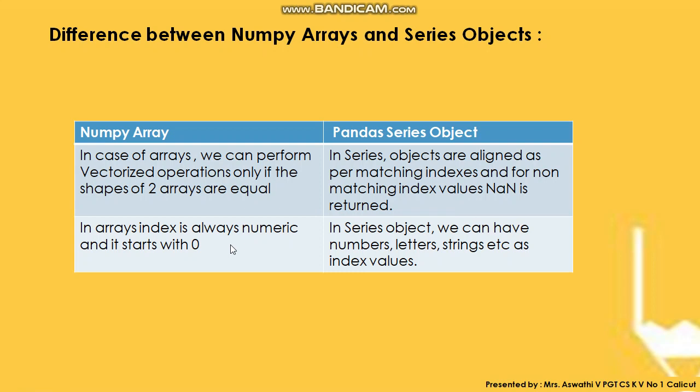And the second point is that in an array, the index value is always numeric, and we don't have an option to give the index. It comes by default and will always start with 0. Now in series, we can specify the index value. We can give it as numbers, letters, strings, etc. So please remember these two points as the difference between a NumPy array and a Pandas series object.